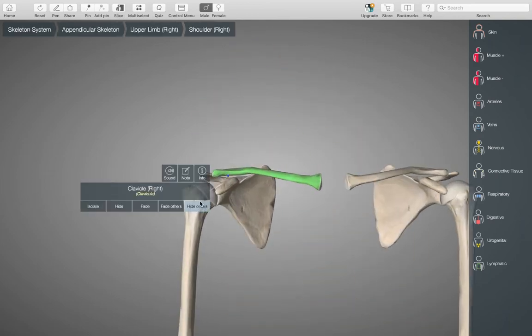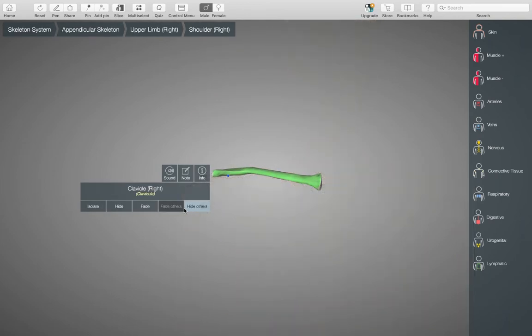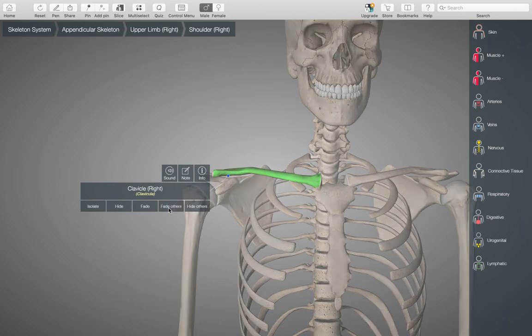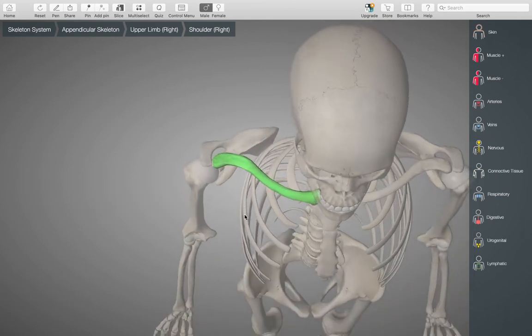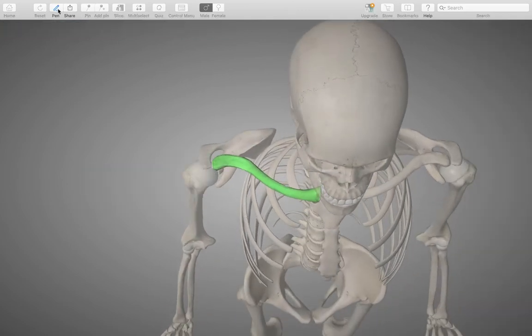Here we have the clavicle. I'm going to hide all of the other bones for a moment. Actually, we can just fade them away. So here we have our clavicle, and if we turn it up this way, you can see that it has an S shape to it. We have this nice swooping S curve.